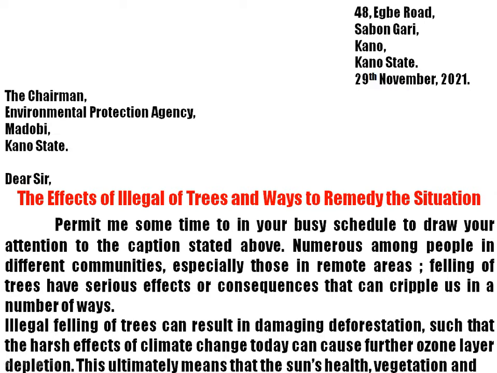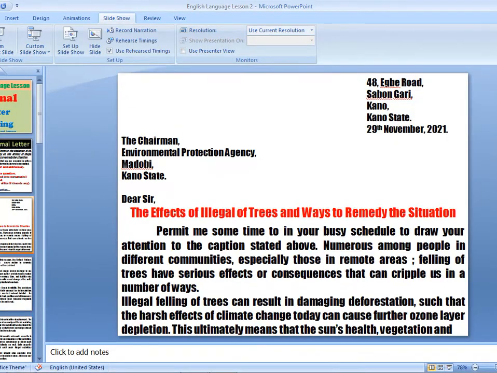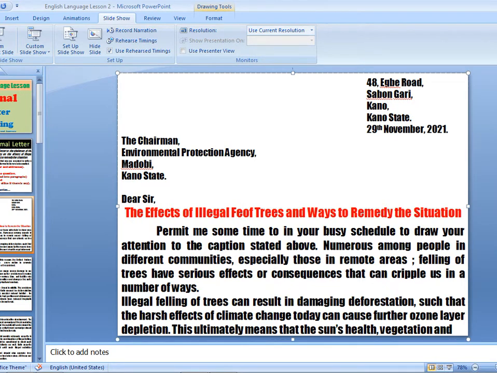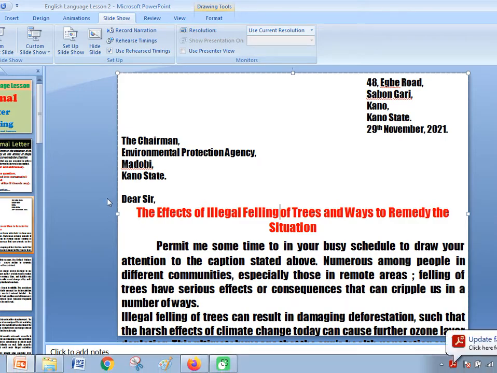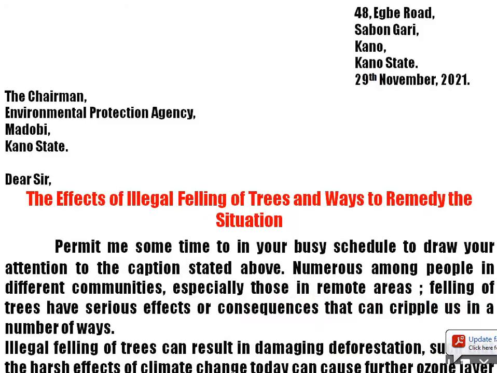Now you can see the effect of illegal felling of trees. It should be illegal felling of tree, okay? So if you make a mistake, when you look at it, illegal felling of trees, and ways to remedy the situation.